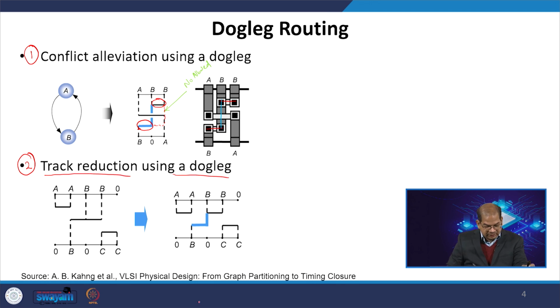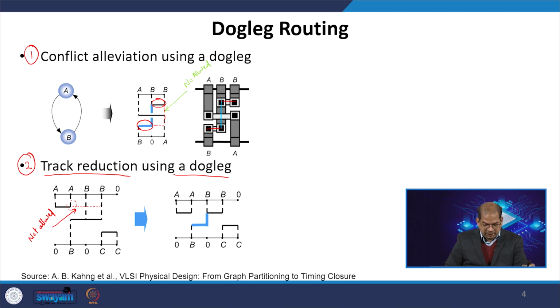Here, A and B are using the same horizontal track, and it creates a conflict. So, if you draw like this, then my number of tracks will be reduced. However, this is not allowed. This routing for net B is not allowed, as it will create a short in this location with the net A.